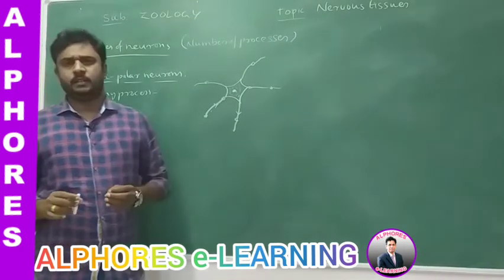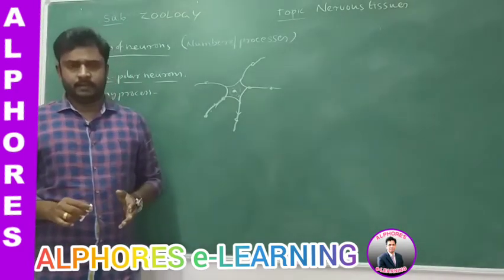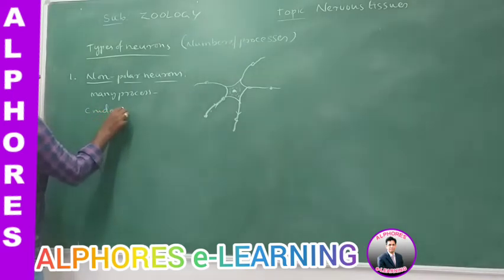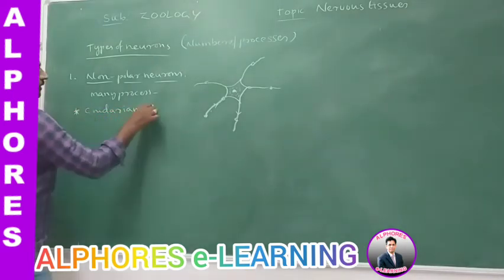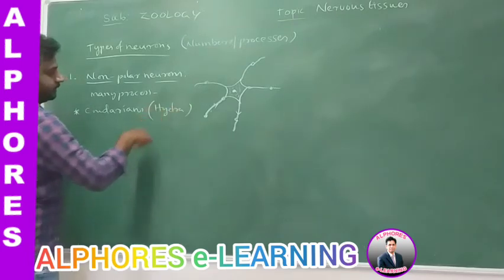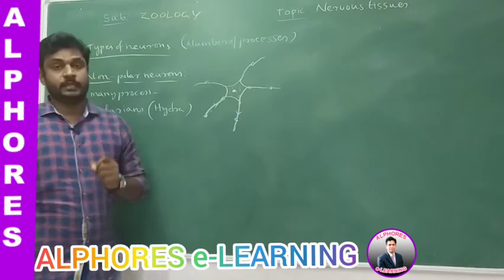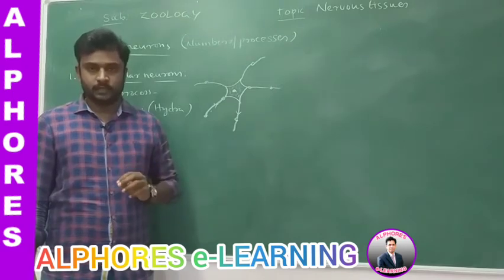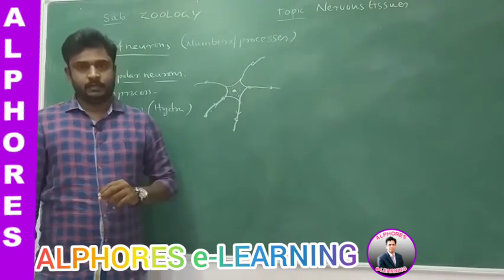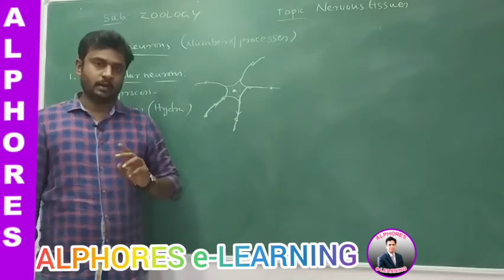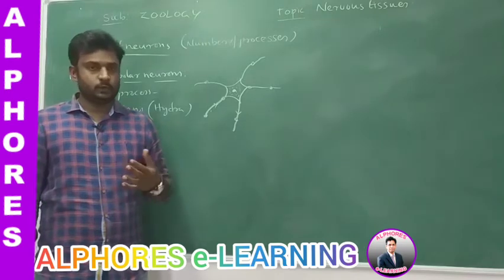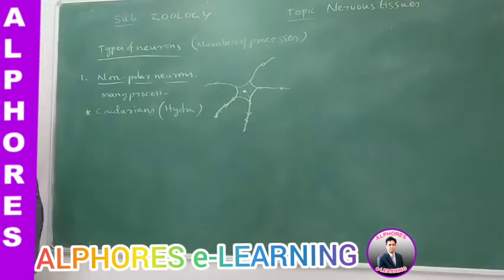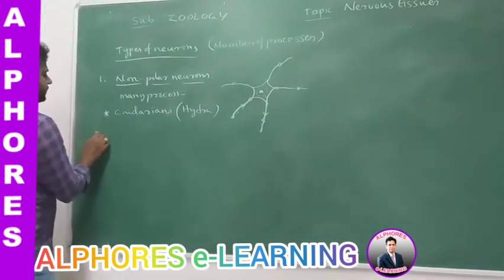Non-polar neurons are not found in the vertebrates. In the invertebrates, especially cnidarians, for example hydras and jellyfishes, this type of neurons is present. The neurons have many processes, but there is no differentiation between the axon and dendrite. These processes are both afferent and efferent. They conduct the impulses toward the cell body and carry the impulses away from the cell body, and are called non-polar neurons.